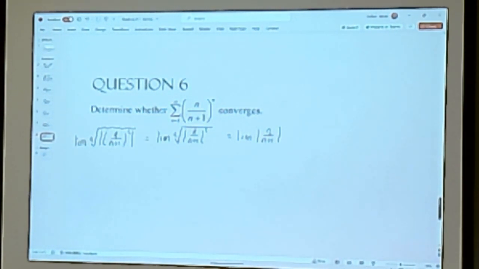And that limit is what? What can we conclude? Test is inconclusive. So we have to try something else. What do you want to try next? A lot of our tests aren't going to be fun.